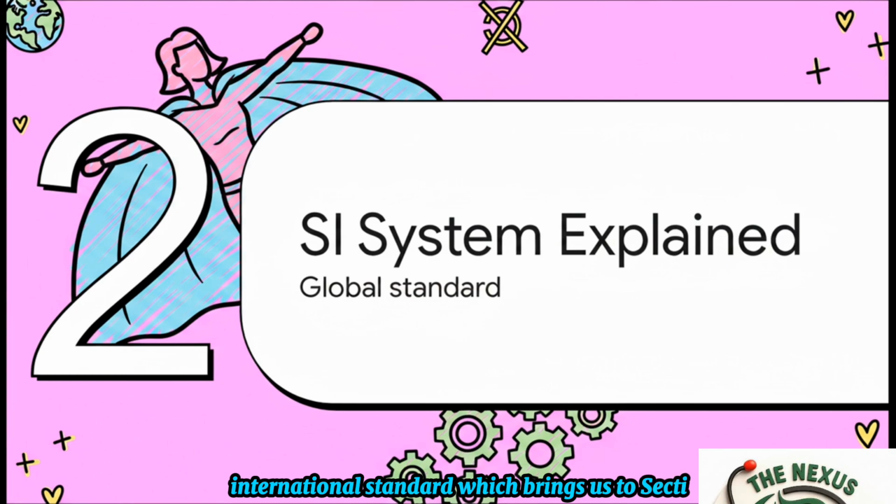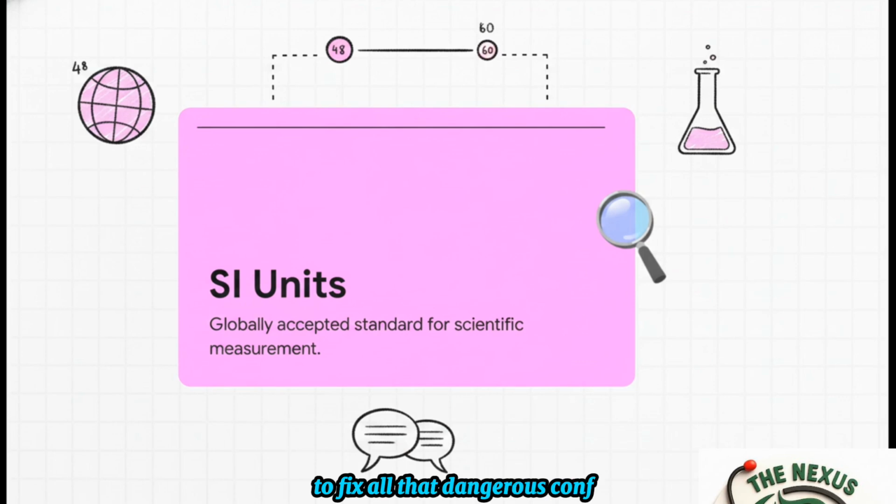Which brings us to Section 2, the SI system explained. To fix all that dangerous confusion, the world desperately needed an internationally agreed-upon standard. Enter the Système International d'Unités, or simply the SI system. It finally provided that uniform language for scientists and clinicians everywhere. Born from an initiative that kicked off in 1948 and was officially adopted worldwide in 1960, this is now the absolute gold standard for scientific measurement globally. It ensures that a lab result generated in Tokyo is perfectly, seamlessly understood by a clinician sitting in Toronto.